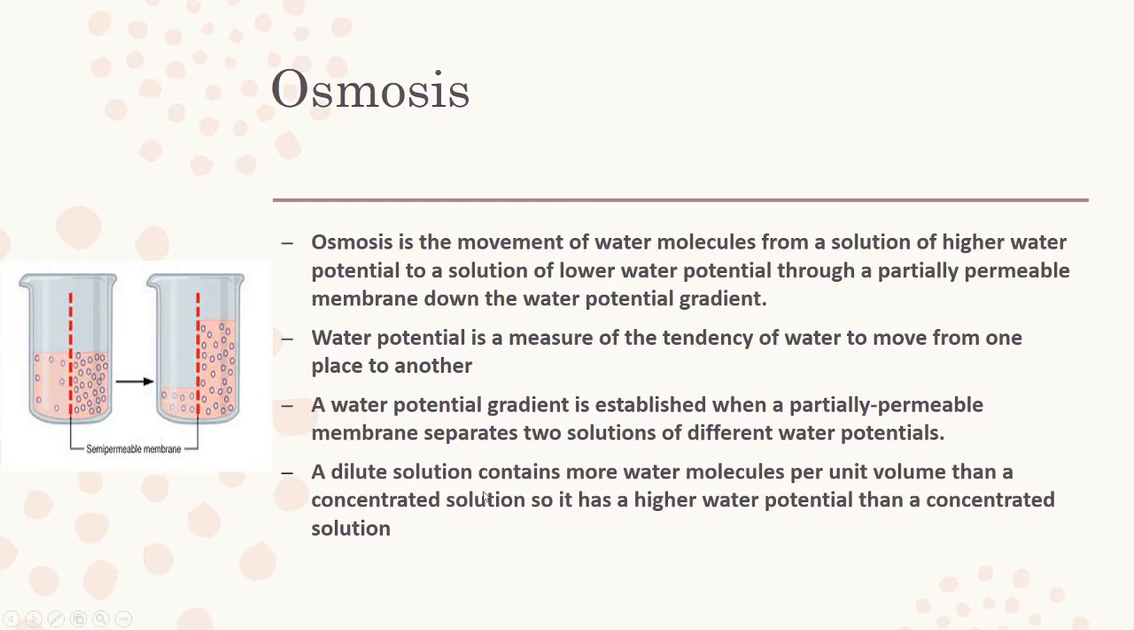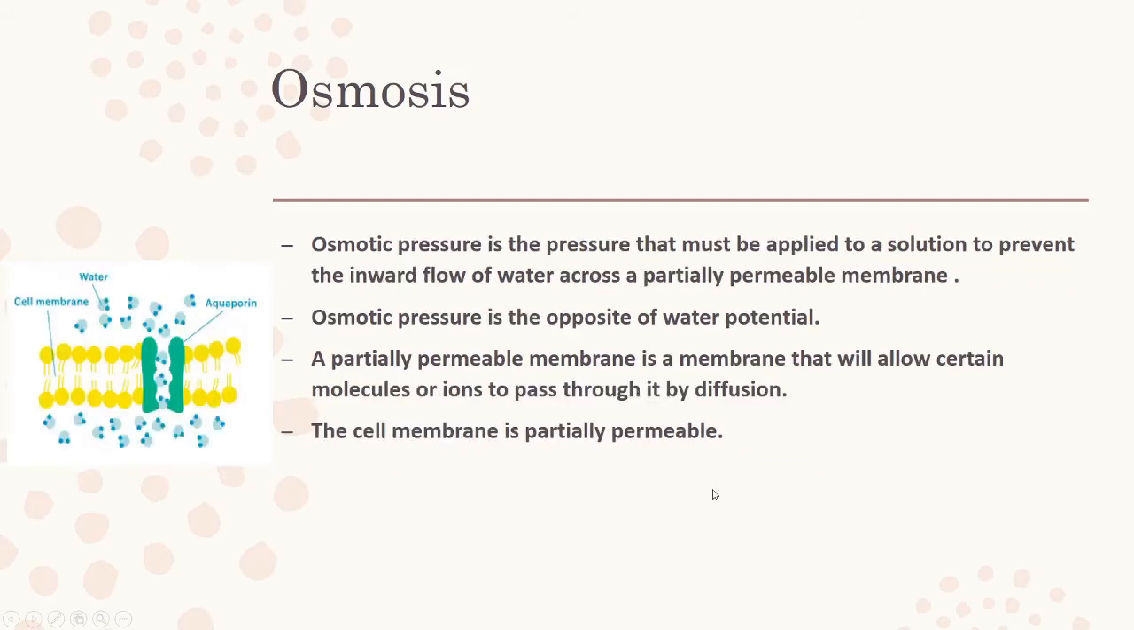A dilute solution, which means a higher water potential, contains more water molecules per unit volume than a concentrated solution, which means lower water potential. See, it says here, so it has a higher water potential than a concentrated solution. Again, osmosis. Osmotic pressure is the pressure that must be applied to a solution to prevent the inward flow of water across the partially permeable membrane. So this is osmotic pressure.